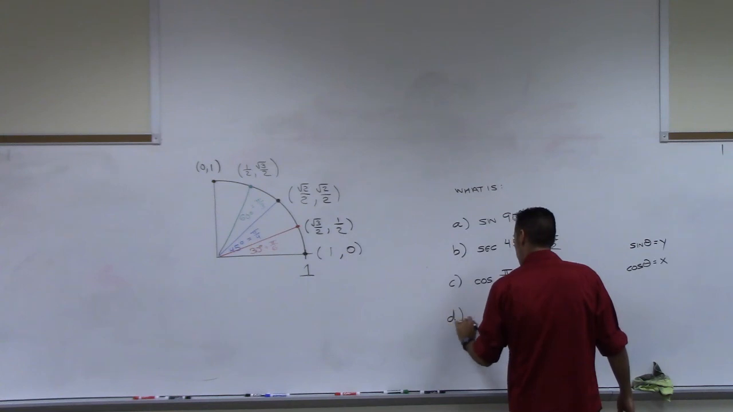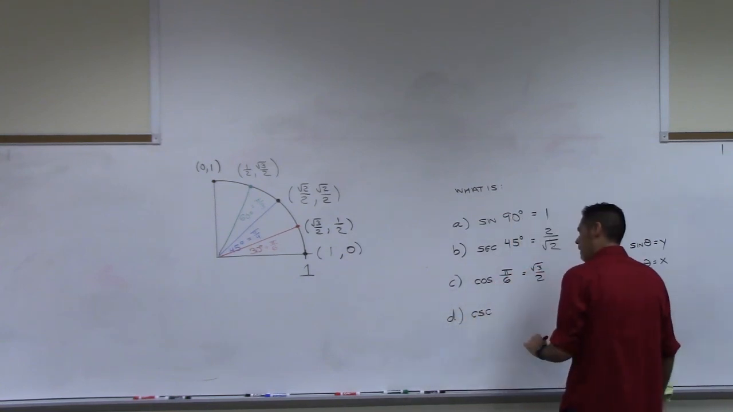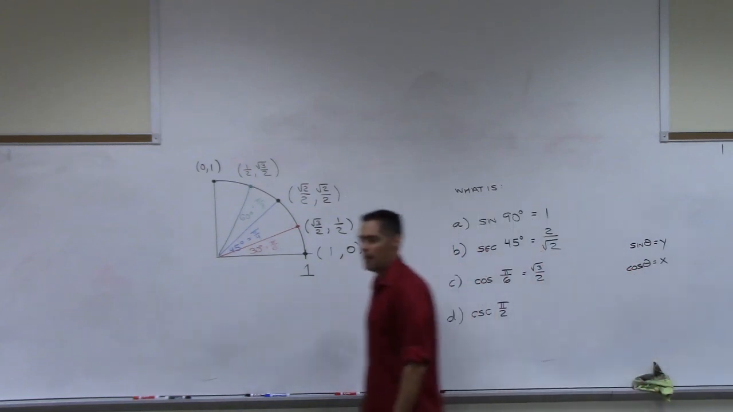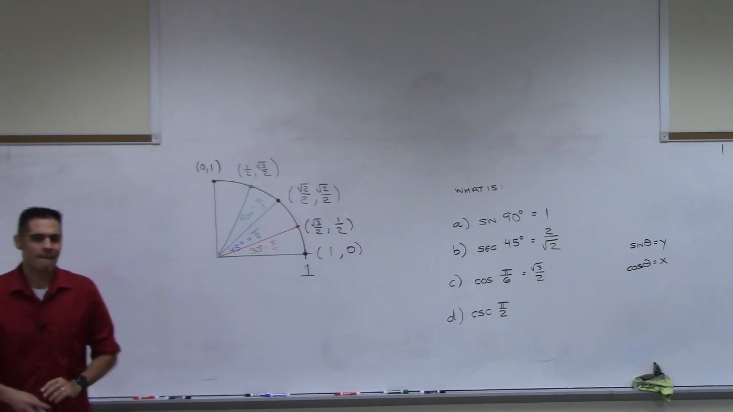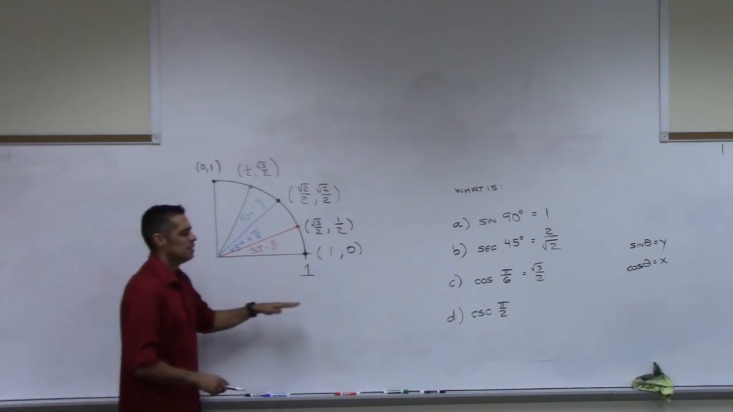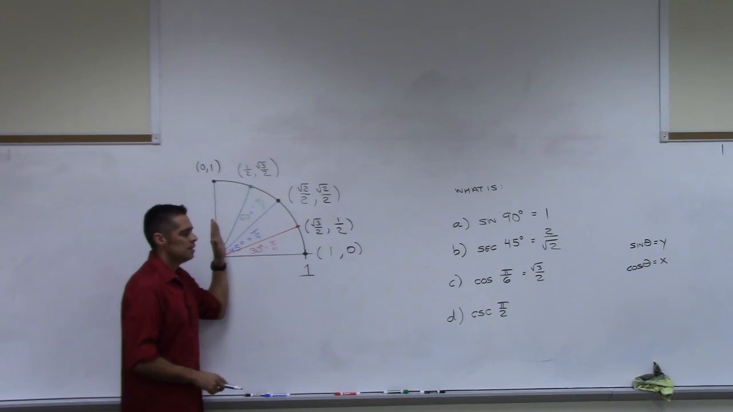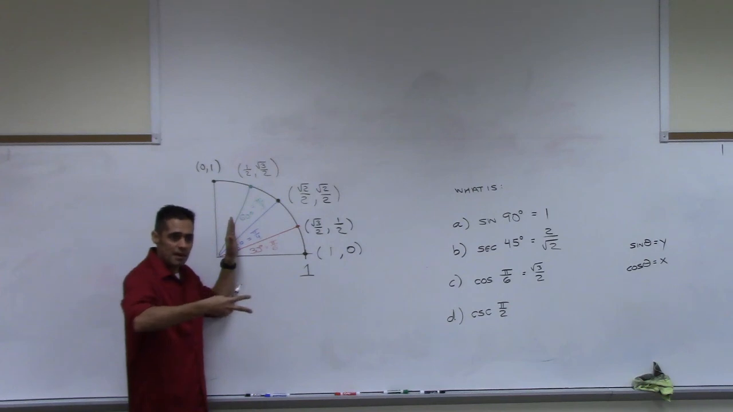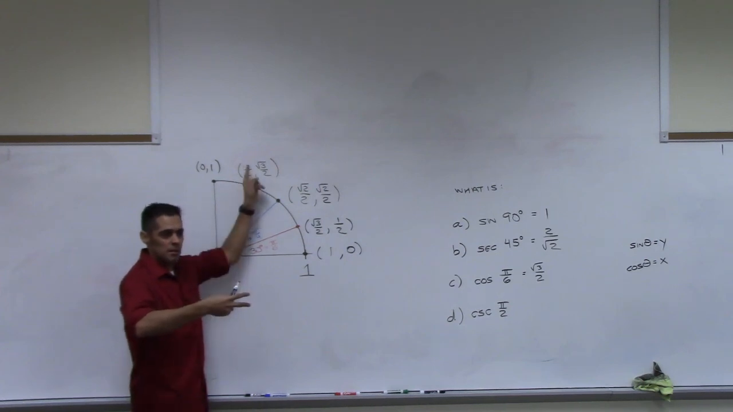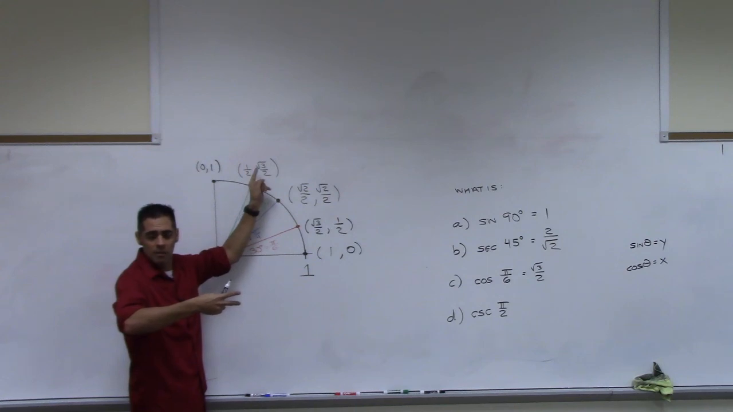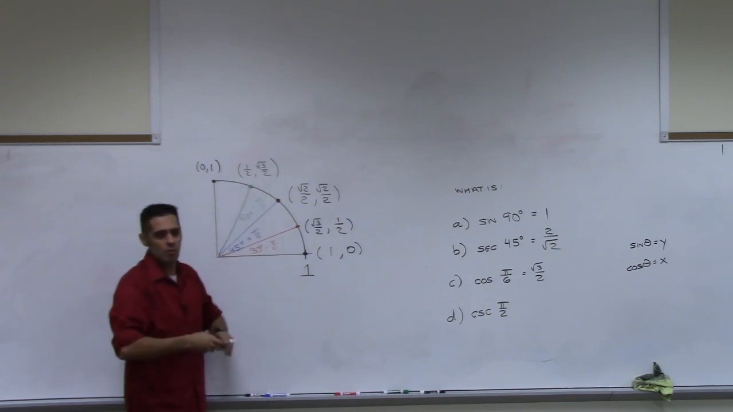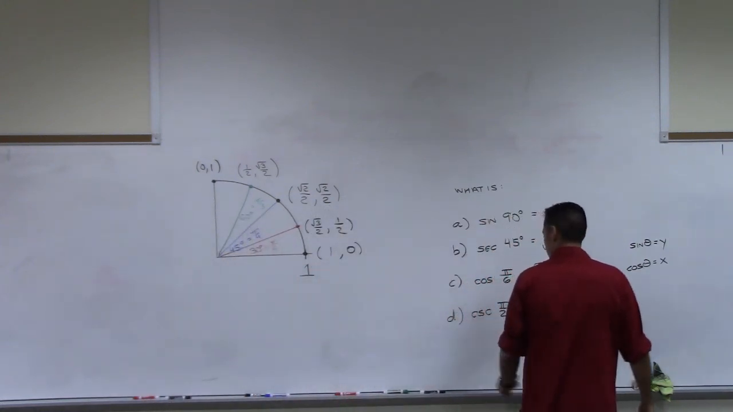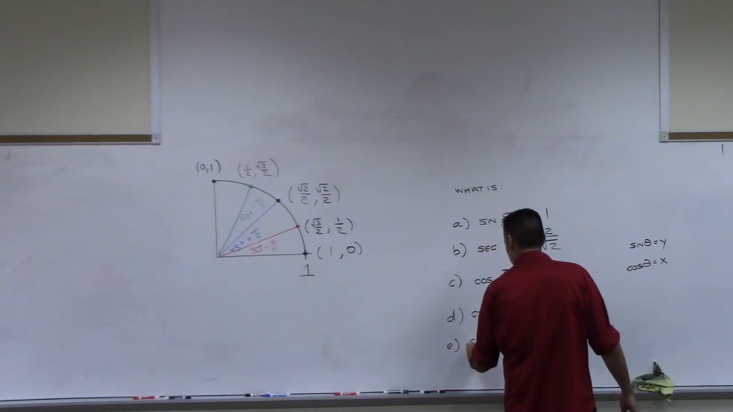What would cosecant of pi over 2 be? Pi over 2? Cosecant, right, is the reciprocal of sine. Sine is the y coordinate. So the sine was y, 1, and I'm doing 1 over that. So 1 over 1 would be 1. And while we're here, what would secant of pi over 2 be?